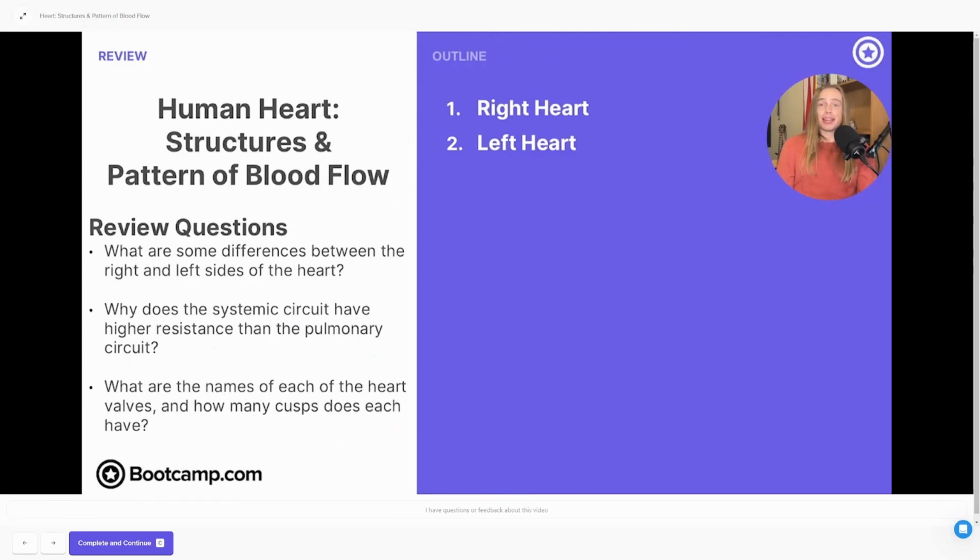So now that we've taken the mini quiz, let's go ahead and do a few quick review questions to see what you learned today. First, what are some differences between the right and left sides of the heart? Second, why does the systemic circuit have higher resistance than the pulmonary circuit? And lastly, what are the names of each of the heart valves and how many cusps does each of them have? If you can answer these questions, you're well on your way to success.